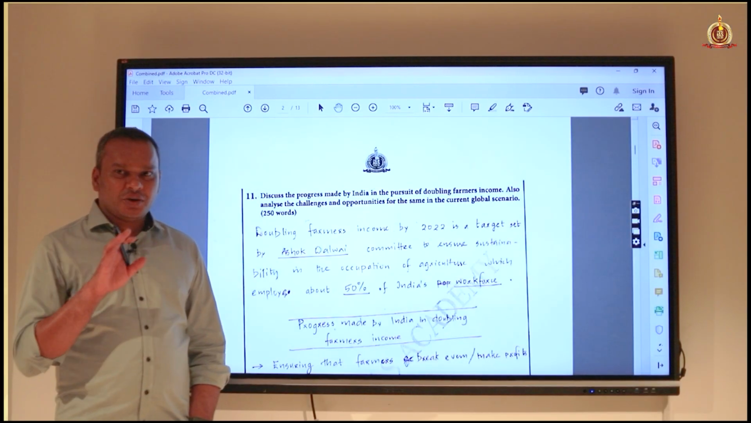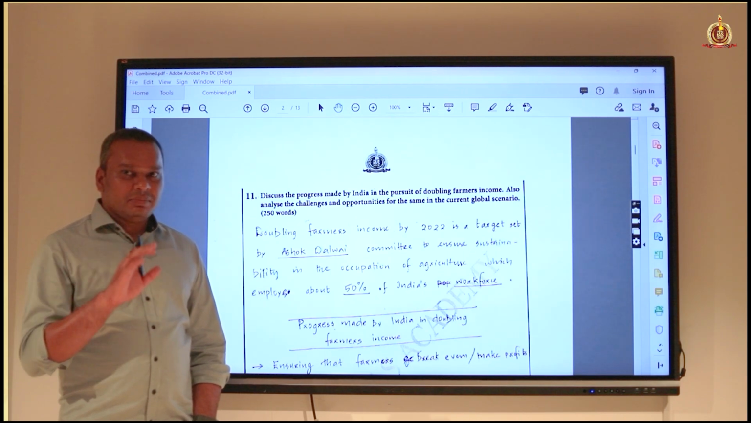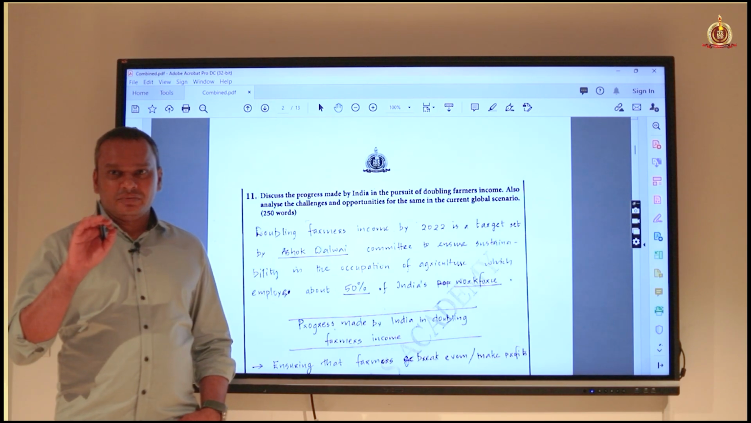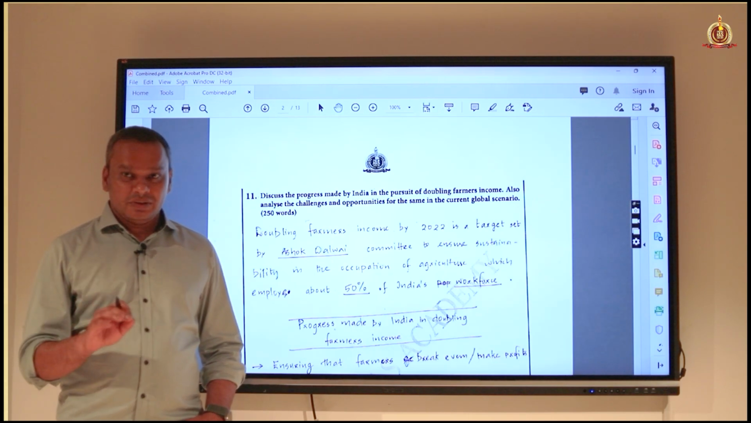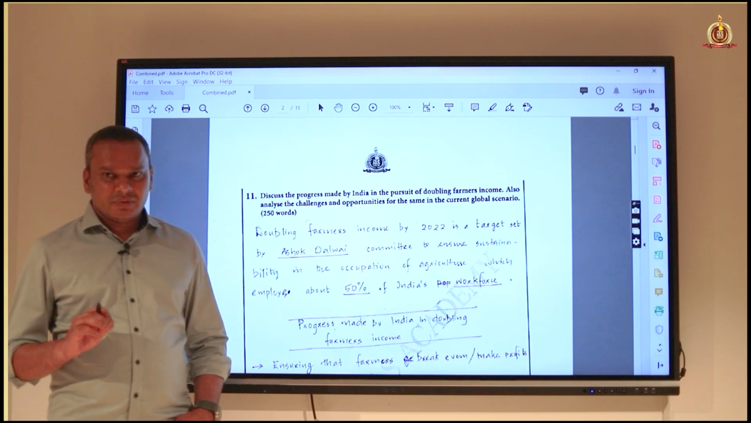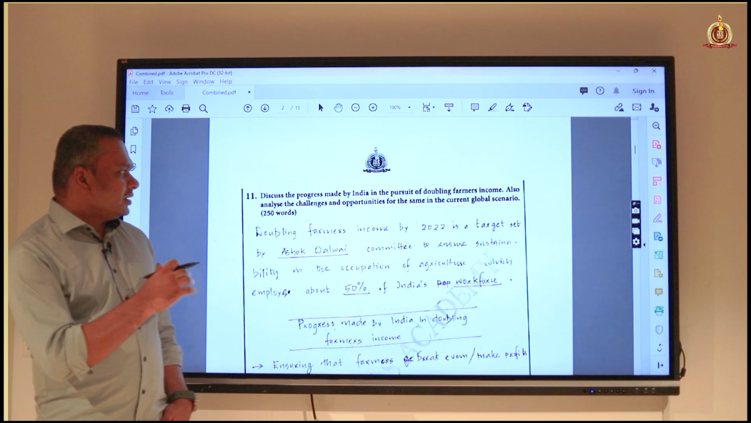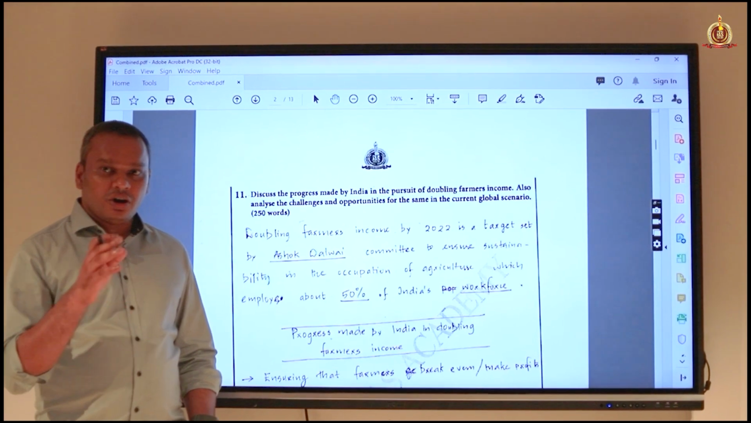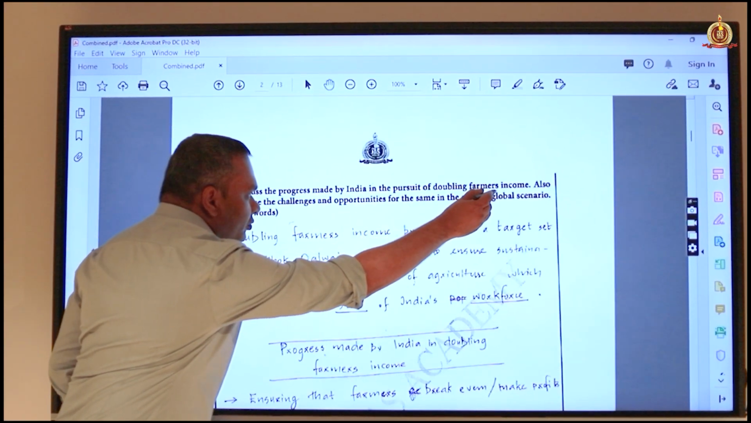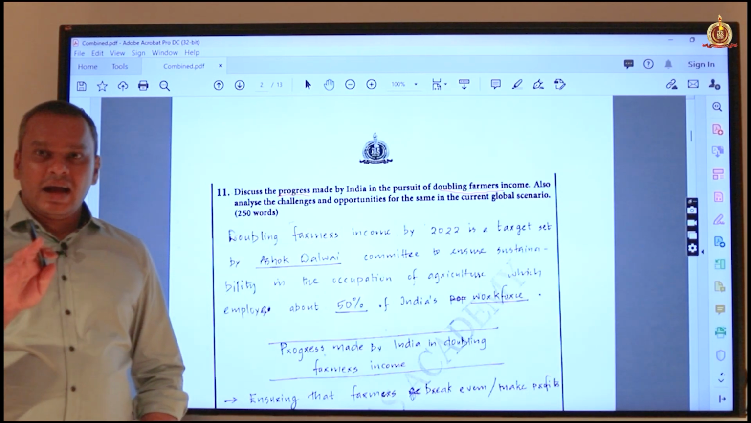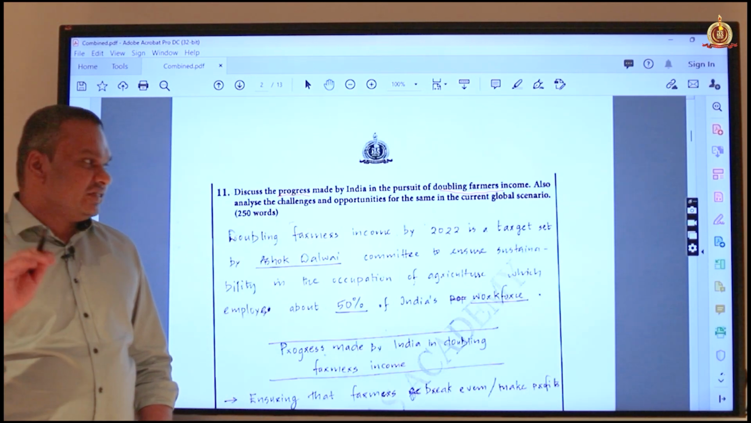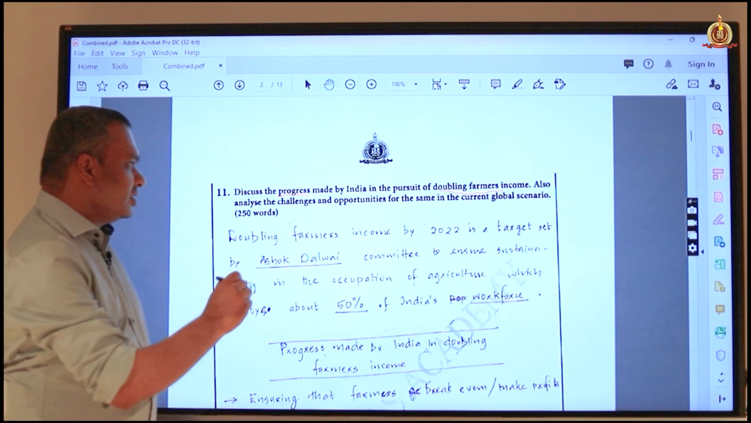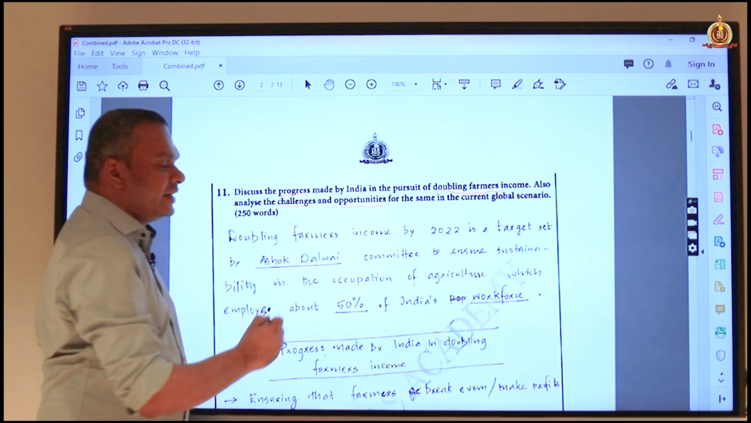The first question which we're going to look at in GS3 is regarding doubling farmers' income, which is one of the most important topics in GS3 and even in GS2, because it's one of the most important policies which the central government has been following for the past few years. So this question says, discuss the progress made by India in the pursuit of doubling farmers' income. So you have progress and doubling farmers' income. And not just that, also analyze the challenges and opportunities for the same in the current global scenario.